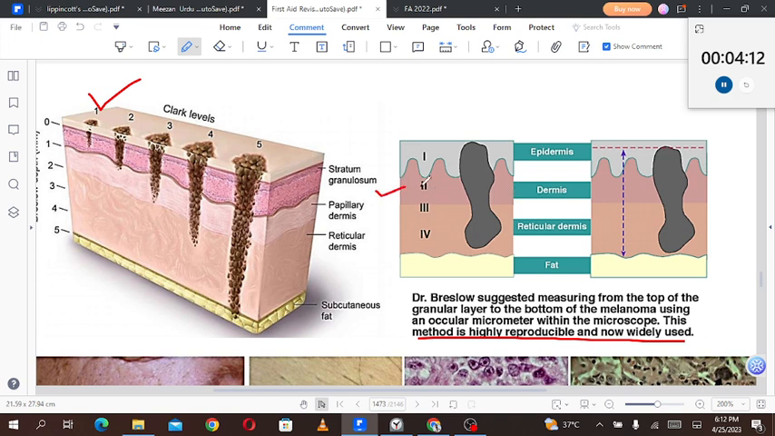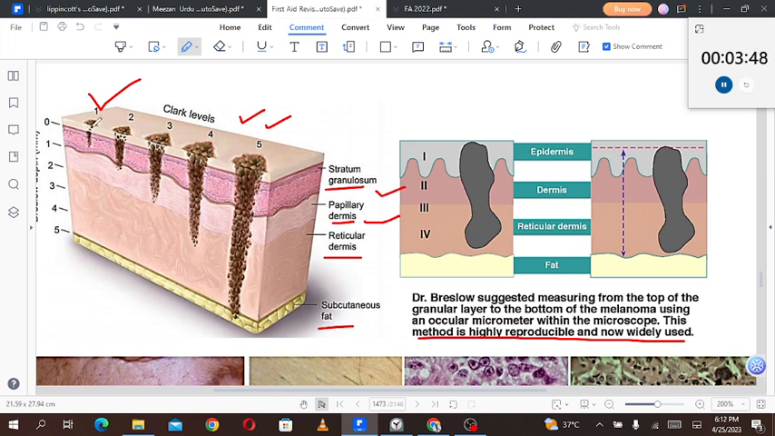So if it is present in the dermis and epidermis, it is stage 2. If it has invaded dermis, epidermis and reticular dermis, then it is stage 3 or maybe 4. If it has gone even beyond that, it is stage 5. Okay, so the layers are stratum granulosum, papillary dermis, then reticular dermis, and subcutaneous fat.